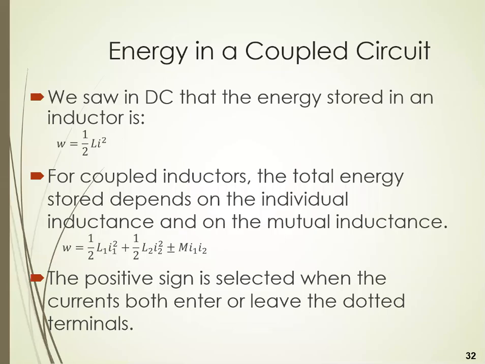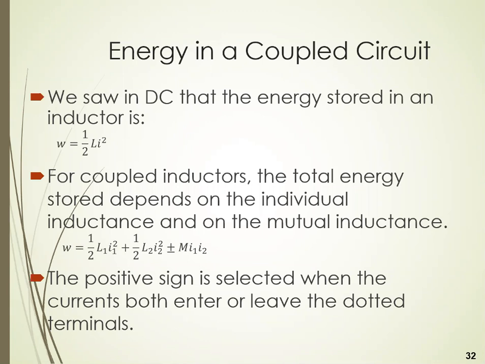Okay, so we have been discussing mutually coupled systems, and they really form the basis for what we're going to be looking at in a little bit about transformers. But now we're going to be taking a look at energy in coupled circuits. If you remember from DC, the energy stored in an inductor is given by this equation. So energy is 1/2 of the product of the inductance times the square of the current. That's the definition of energy for inductors.